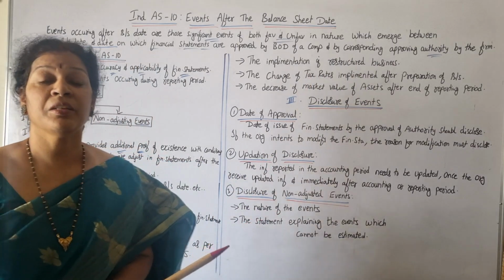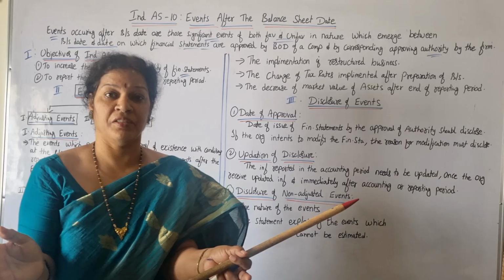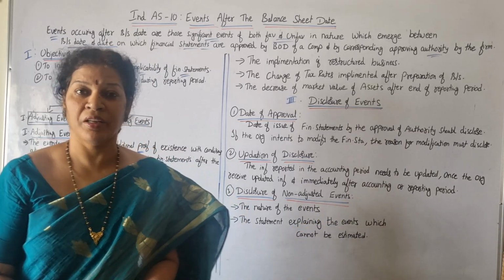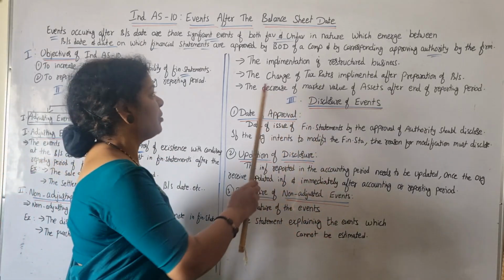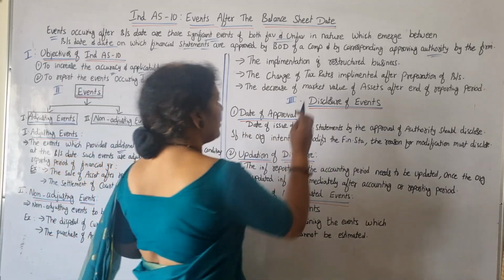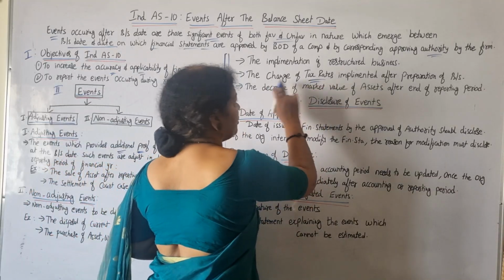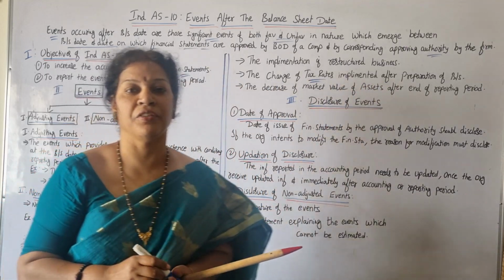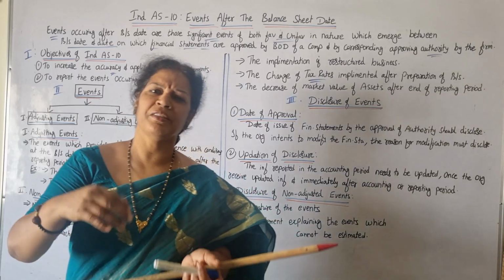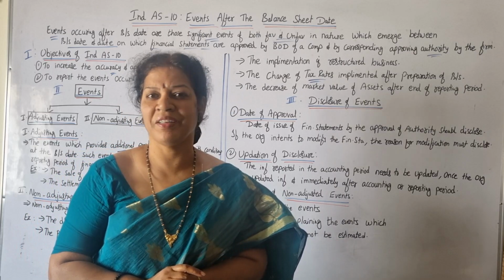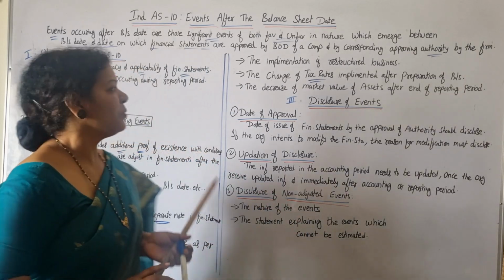Implementation of restricted business. This business is restricted. If we want to implement anything, we wanted to include anything, this also cannot be adjusted. And the change of tax rates. Tax rates are changing. The change of tax rates implemented after preparation of balance sheet. Balance sheet is prepared, submitted, everything is over. Now there is a change in tax rates which cannot be adjusted. So this is another transaction.